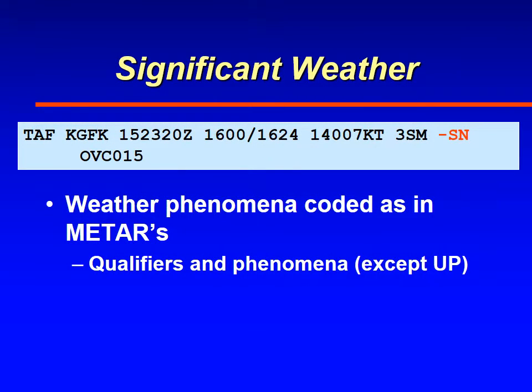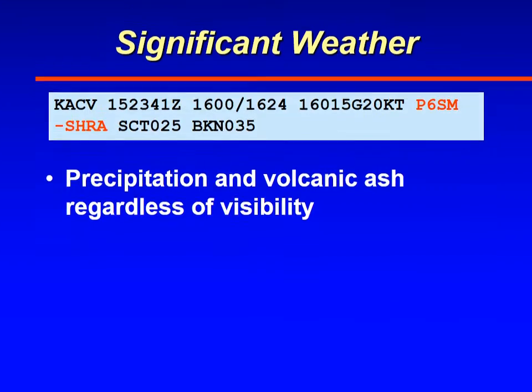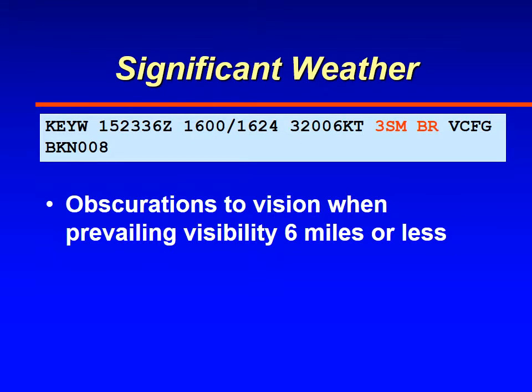The weather phenomena that is coded uses the same contractions that are used in METARs. However, they don't use UP, which is unknown precipitation. Forecasters, when they're making a forecast, they typically know what type of precipitation they're forecasting. And then, of course, they use qualifiers for the phenomena, such as the intensity, whether it be heavy or light or moderate. And also they can use vicinity, and we'll look at that shortly. As I mentioned earlier, precipitation is always included if it is occurring, as is volcanic ash, regardless of visibility. And obscurations are included whenever the visibility is 6 miles or less.